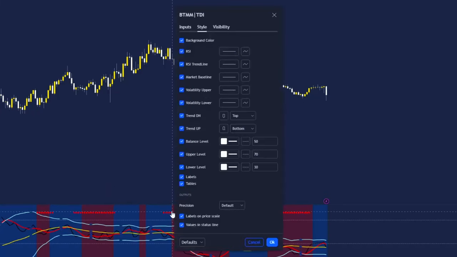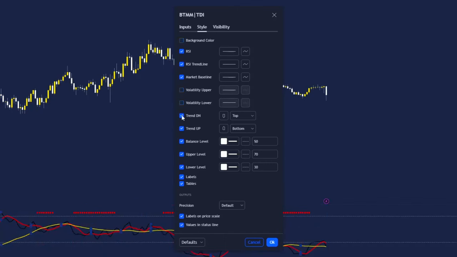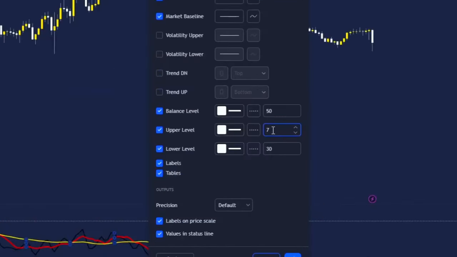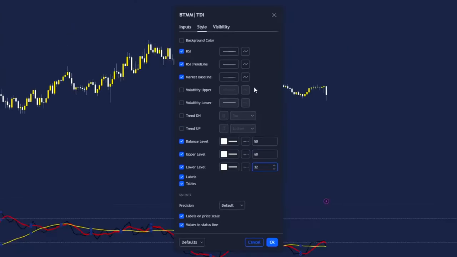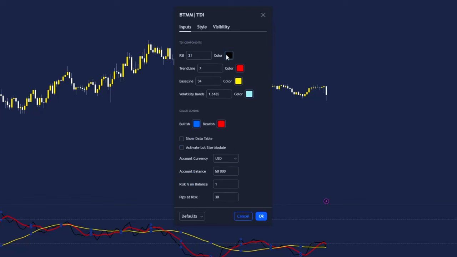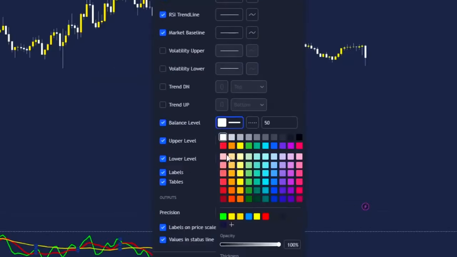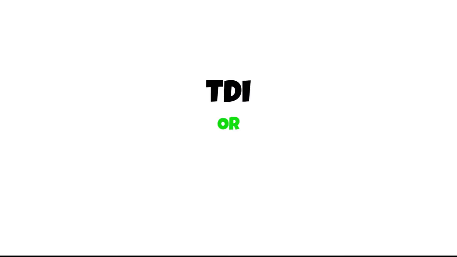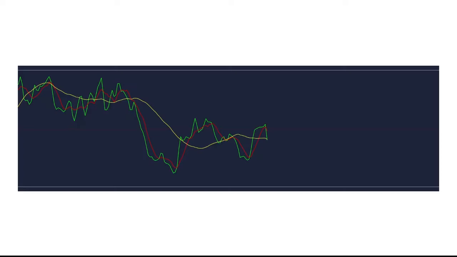So double click, let's untick the background color, volatility upper and lower, trend up and down, and change the upper level to 68 and the lower level to 32. And finally, I like to change the RSI line to green, as that's our main focus. You can also change the balance line to red. You'll see why soon.